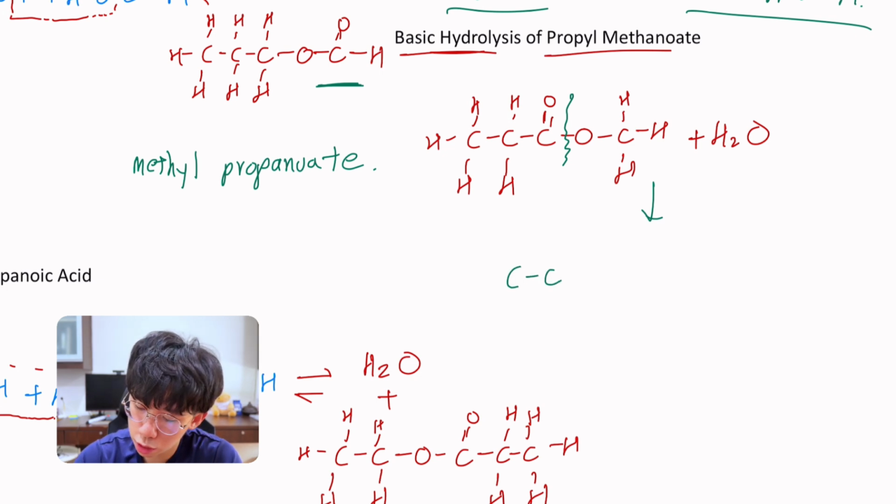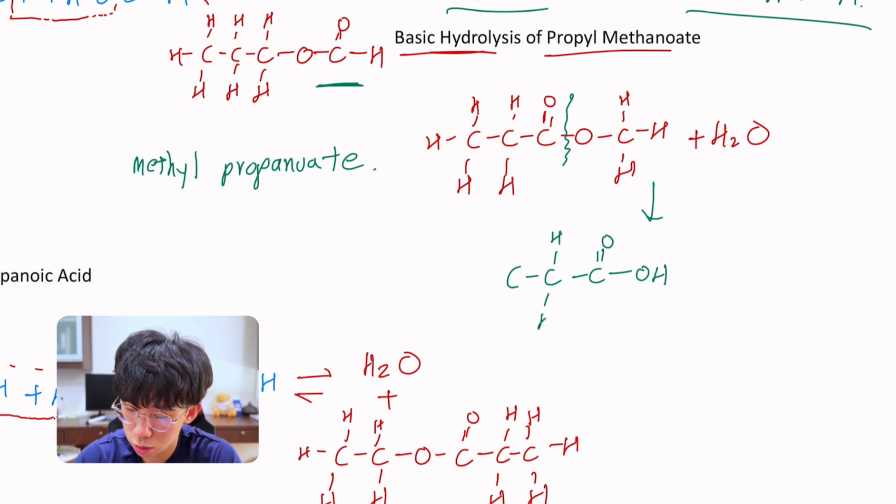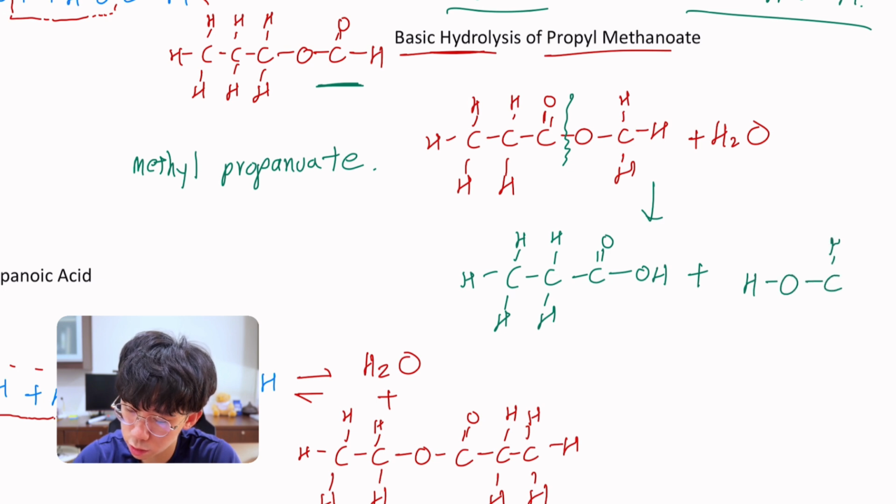So this will produce your propanoic acid. So everything else remains the same. And add a H back here. So this is your methanol.